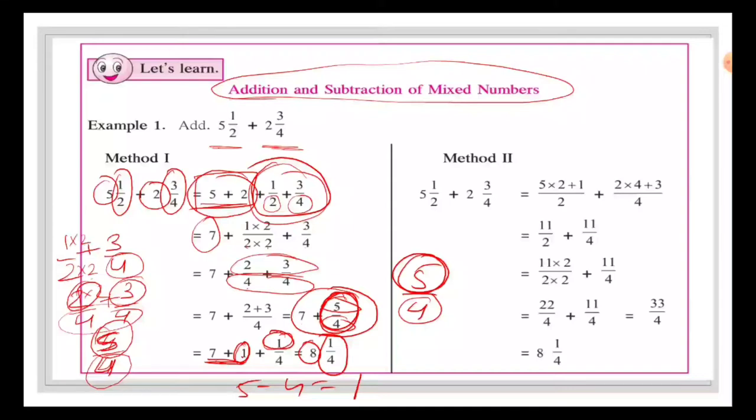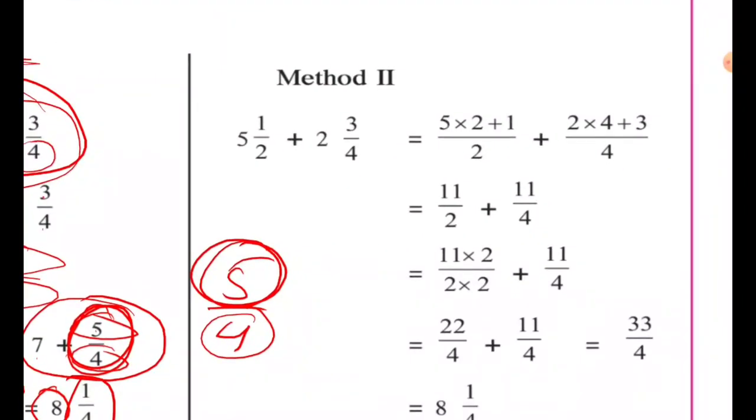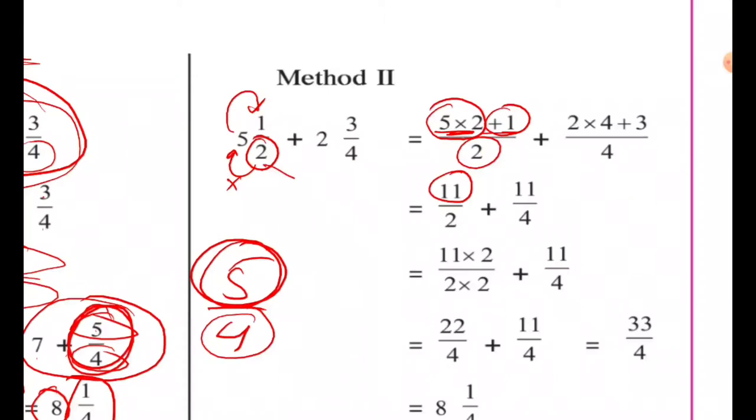If you feel that this method is really complicated, then we have a really easy method. You can see over here that this is our easiest method, the one where we convert the mixed fraction into a normal fraction. So you can see this 5, 1 upon 2. You have to multiply this 2 with 5 and add 1. You have multiplied with 2 and added 1. So 5 2s are 10, 10 plus 1 is 11, and the denominator remains the same. So this becomes 11 upon 2.